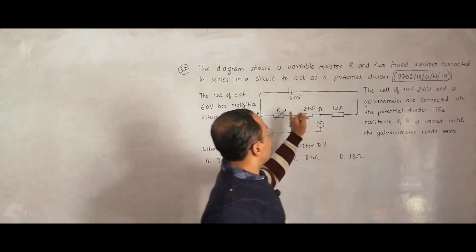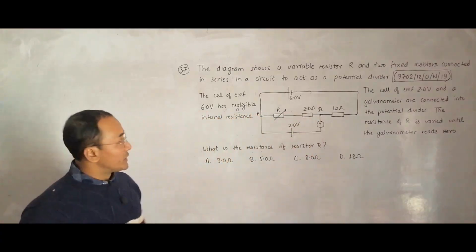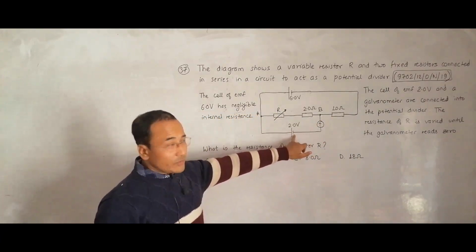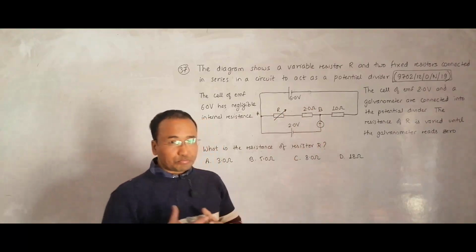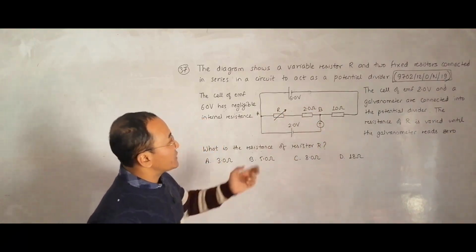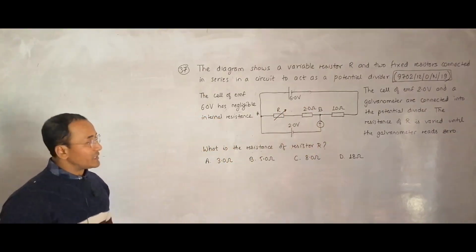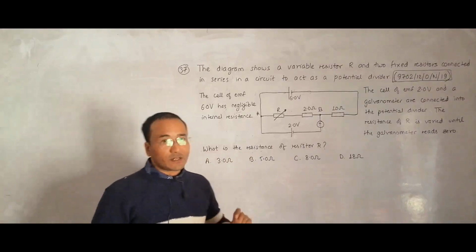The resistance of R is varied until the galvanometer reads 0. As you know, when you first use it, depending on whether the EMF or the PD here is greater, the galvanometer can show different sorts of readings. So R is varied until the galvanometer reads 0, and from those data and processes, we have to find the resistance of resistor R.